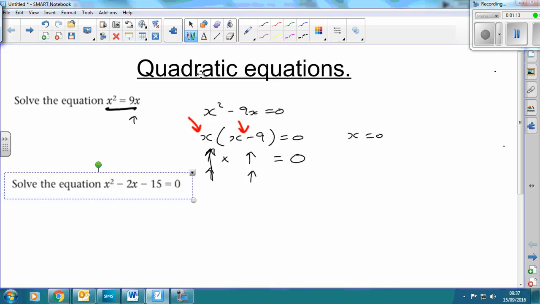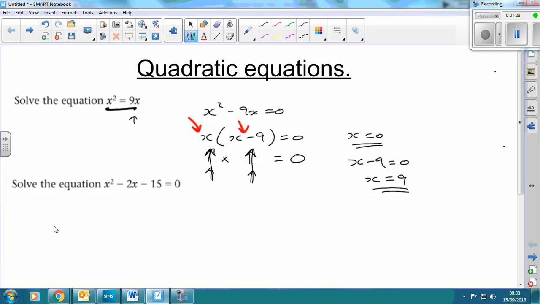The other thing we do is we set this bracket equal to 0. So we've got x minus 9, we've got to set that equal to 0. So that will equal 9. So the two solutions are x equals 0 and x equals 9.